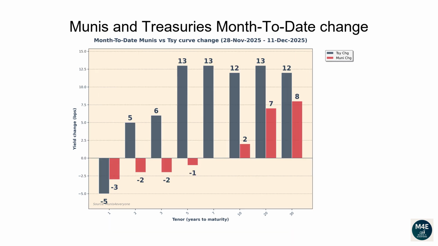This graph shows how much interest rates have changed since the end of the previous month. The current bar plot shows how Munis and Treasuries have changed since the end of November.